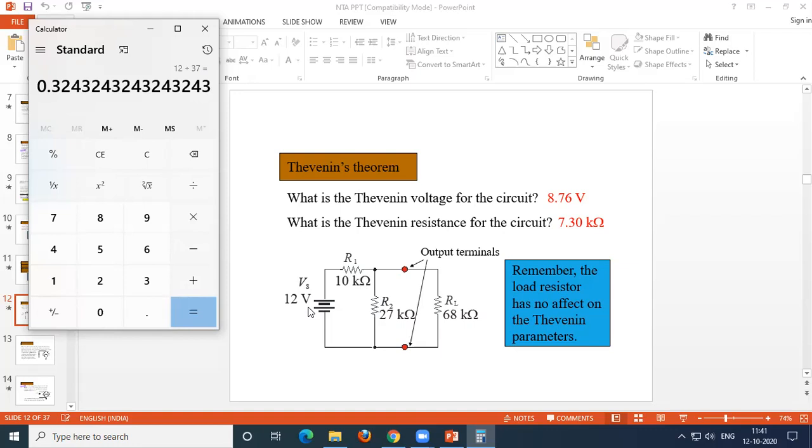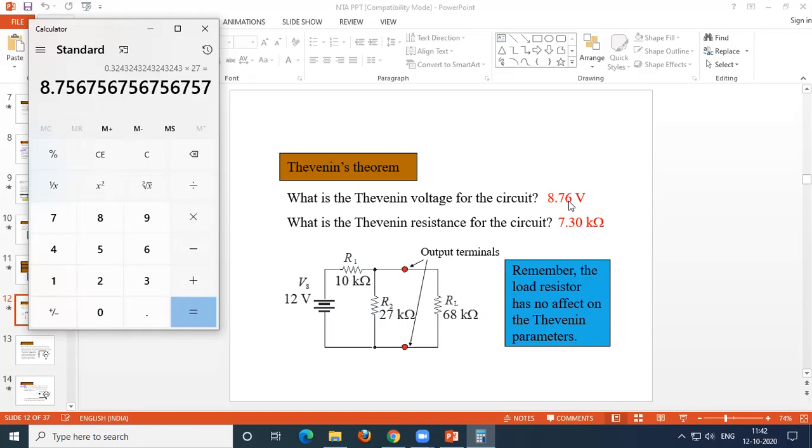0.3243 in terms of milliampere. Now we have to find out the voltage drop across the 27 kilo ohm resistor. The voltage drop across the 27 kilo ohm resistor is the current into resistance. So 0.3243 multiplied with the value of that resistance, 27, gives 8.756, or approximately 8.76 volt. That is the Thevenin's voltage.